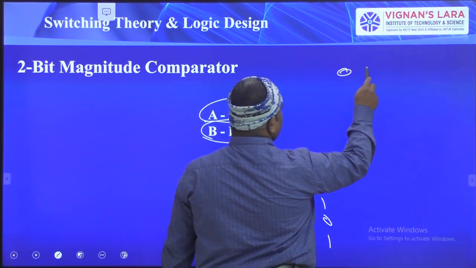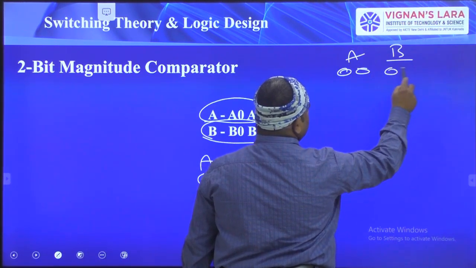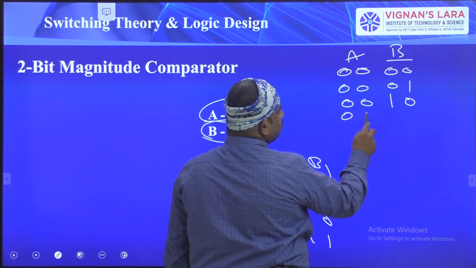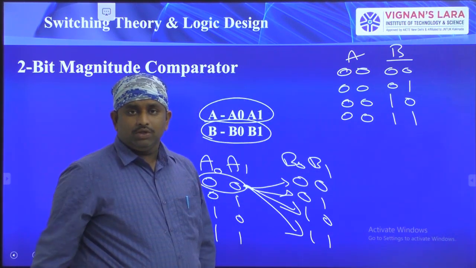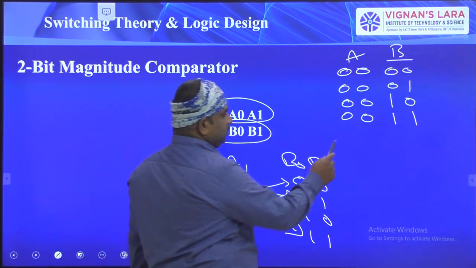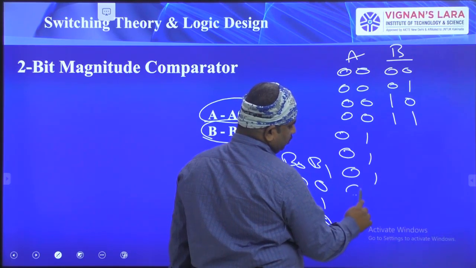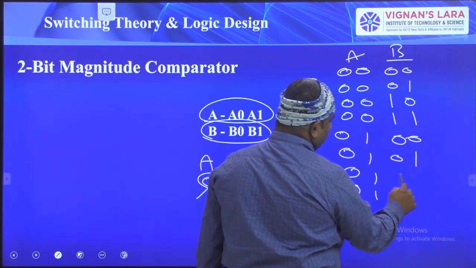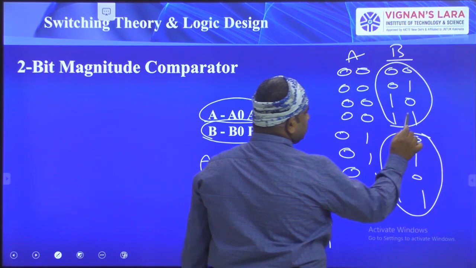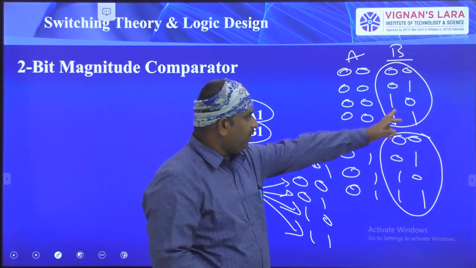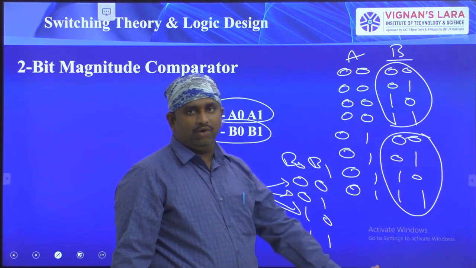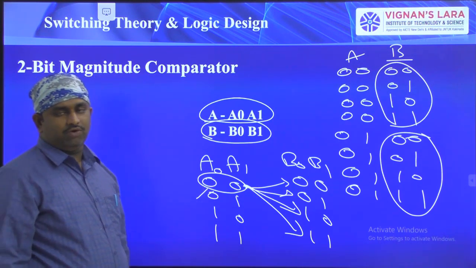So A is 00, and coming to the B value, 00. A is equal to 00, B is equal to 01. A is equal to 00, B is equal to 10. A is equal to 00, B is equal to 11. So for the 00 combination you have to take 4 combinations of B. Now take the 01 combination. Again 00, 01, 10, 11. So all the B combinations we are verifying with each combination of A, 00 and 01, next 10 and 11. We are comparing all the combinations of A and B.